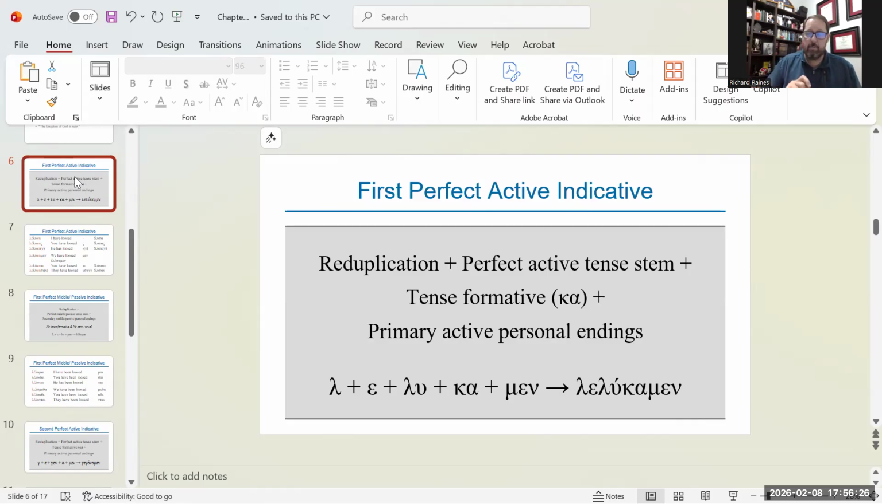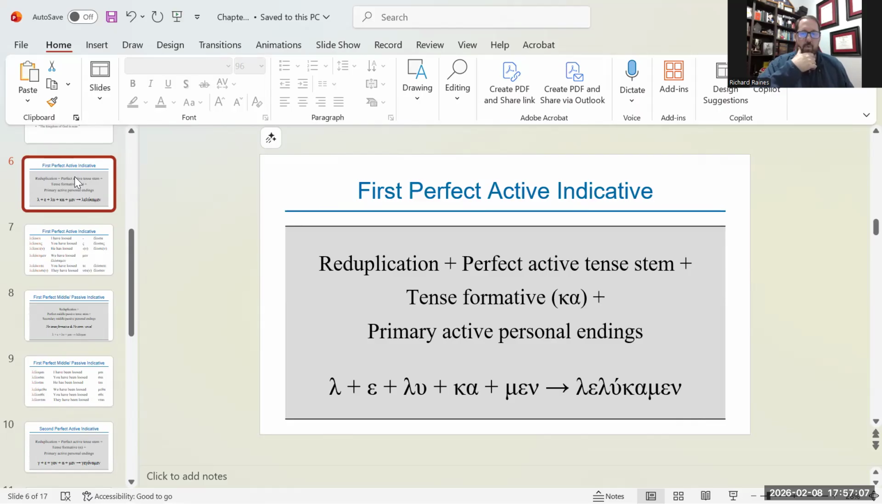And so we're going to use the helping verb have or has, right? Not had, H-A-D, just has or have. And so we're looking for I have, you have, he has loosed, right? That's what we're trying to communicate. So the reduplication, you see the first letter there and go all the way to the end of that, and you say lelu, comment, right? So we know that lambda upsilon is the stem. That's what we're looking for, the perfect active tense stem, right?